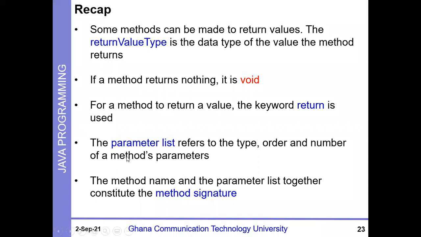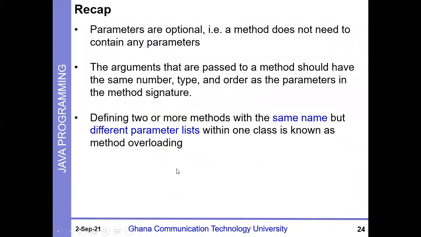The name of the method and the parameter list together constitute what we call the method signature. Parameters are optional, that is, methods don't need to contain them. But in most cases, you realize that methods contain some parameters. Arguments passed to a method should have the same number, type, and order. I've already explained this. The words parameters and arguments are used interchangeably. It's simply what you pass to the method when you are either creating it or invoking it.